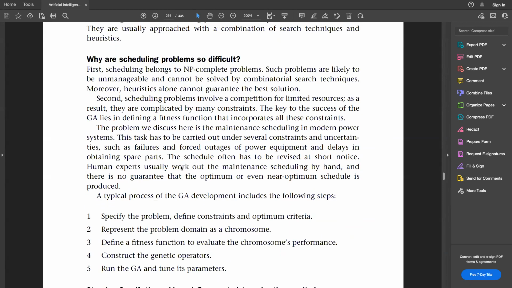We are talking about the specific problem that we are trying to look at. The problem is the maintenance scheduling in modern power systems. This problem has to be carried out under several constraints and uncertainties. And here they list for us some of the problems and uncertainties. For example, there could be failures and forced outages of power equipment and delays in obtaining spare parts. So that's why we need maintenance scheduling, especially preventive maintenance. We need maintenance, but it has to be scheduled.